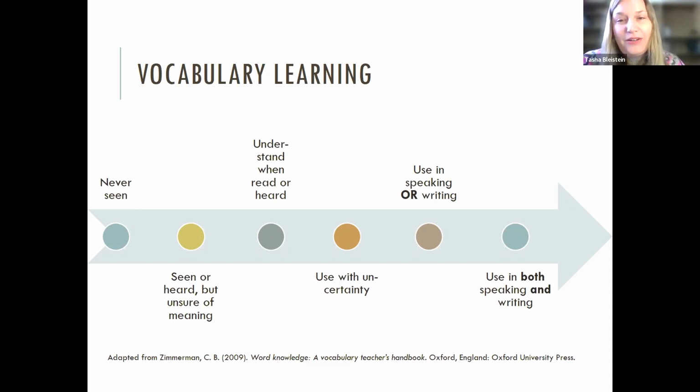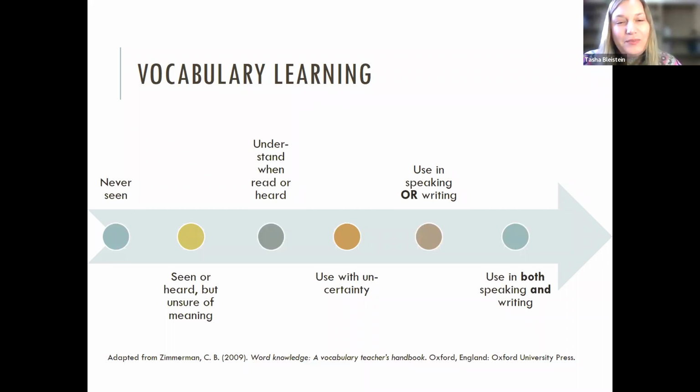The next step would be I can use it in one. I can use it in speaking or I can use it in writing. This might be, I don't know how to spell the word, so I can't use it in writing. Or I understand it when I read it, but I don't know how to pronounce the word. And then to truly know a word, I can use it with confidence in both speaking and writing.